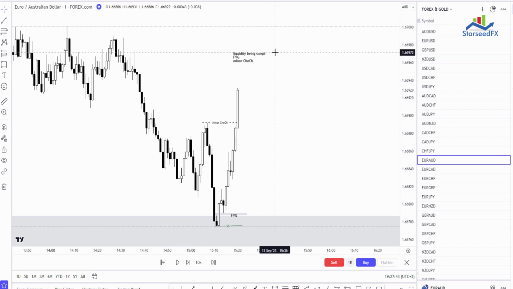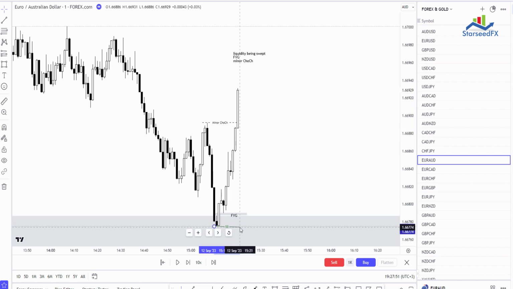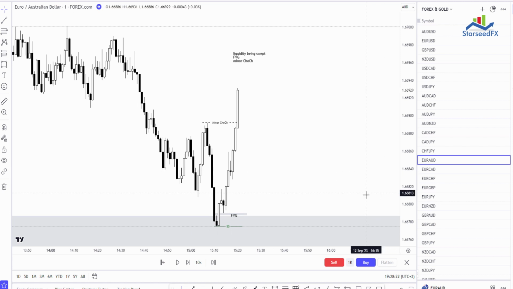I only got 2 of 3, fair value gap here and change of character, but liquidity is still there, resting in there. Meaning if I place a pending order over here to buy, it is so much expected that we will be stopped out. Okay, so we cannot place a pending buy over here. So let's move on again and look for another setup.